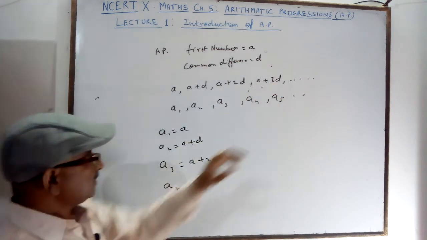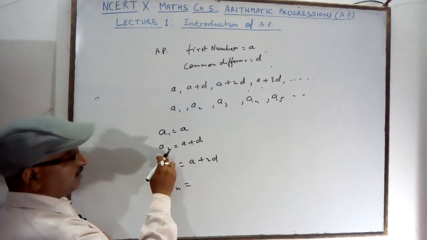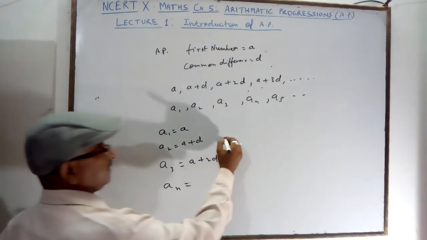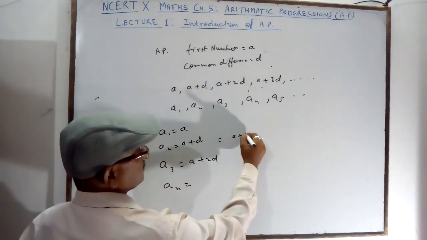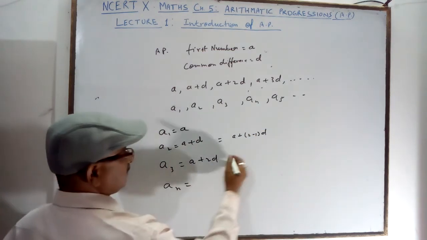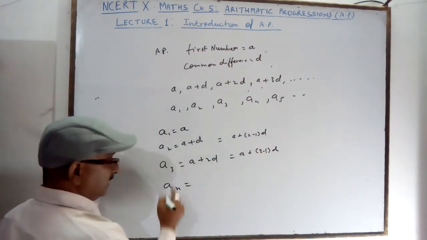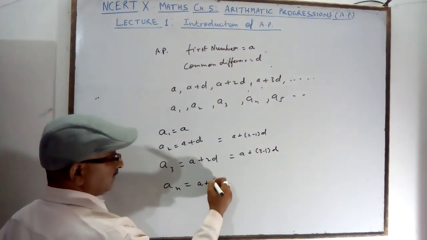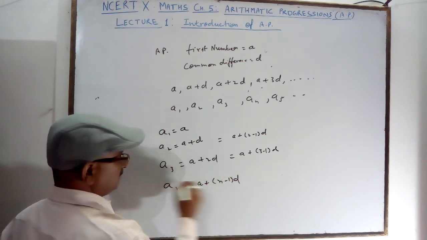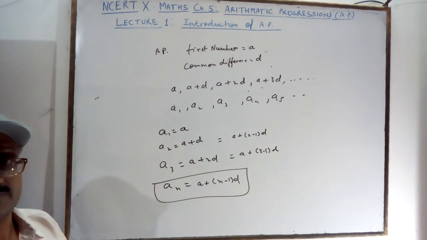It means d is multiplied by one less than the term number. For the second term, 2 minus 1, so you write a plus (2 minus 1)d, which is a plus d. For the third term you get a plus (3 minus 1) times d. So for the nth term you get a plus (n minus 1) times d. This is the general formula for the nth term of the AP.